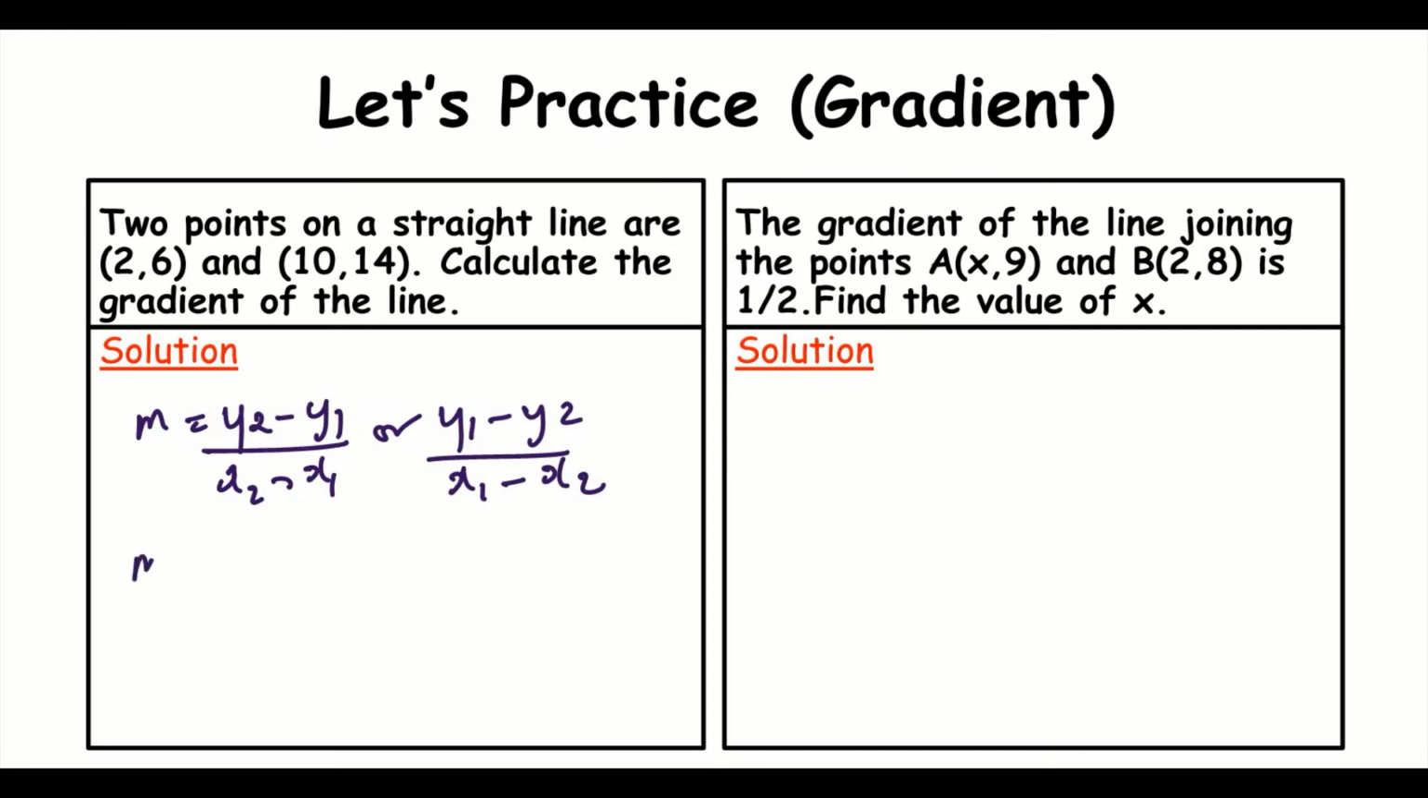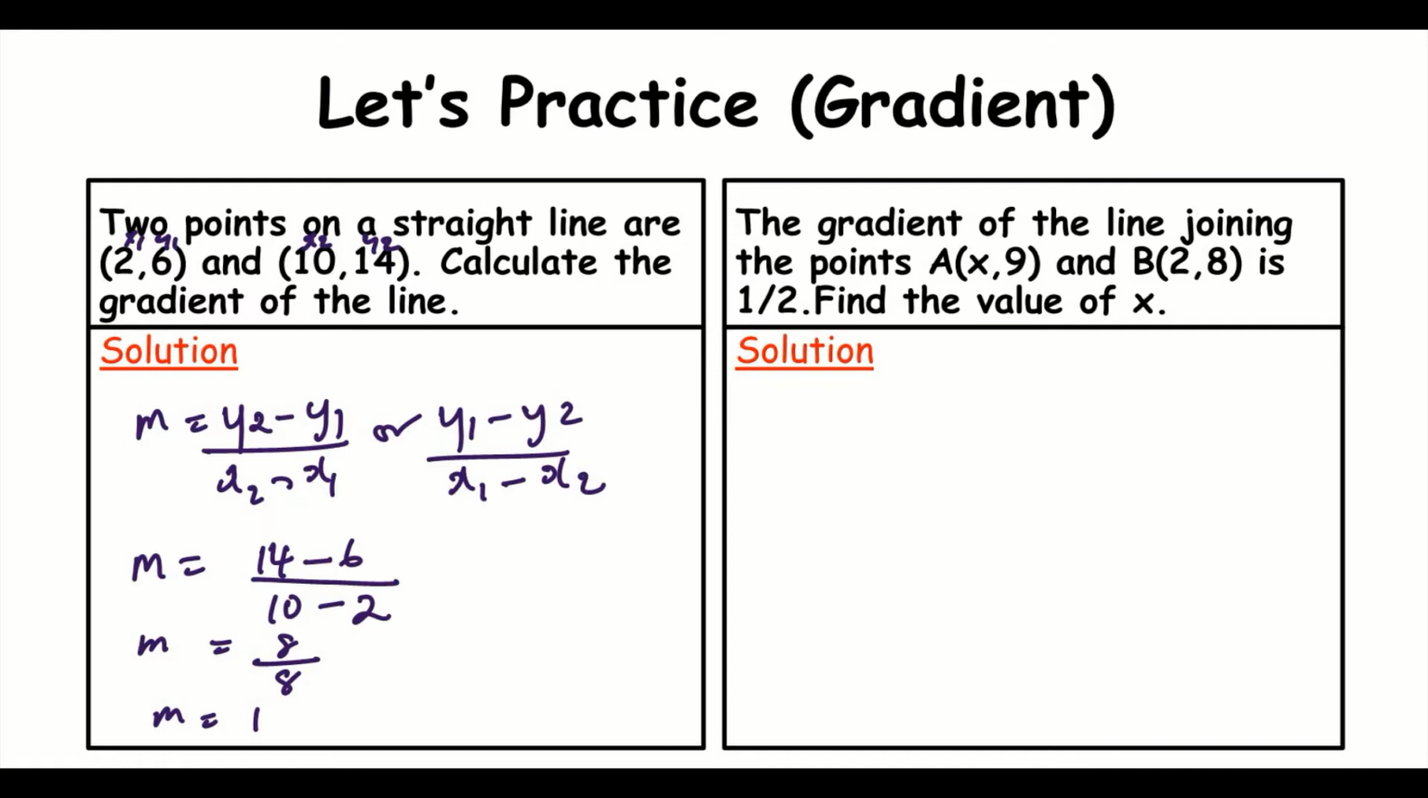Hence, m is equal to, let's establish what our x1, y1, x2, y2 are. So we have y2, which is 14, minus y1, which is 6, over x2, which is 10, minus x1, which is 2. So we have 14 minus 6 gives us 8, and 10 minus 2 gives us 8. So our gradient is equal to 8 divided by 8, which is 1.